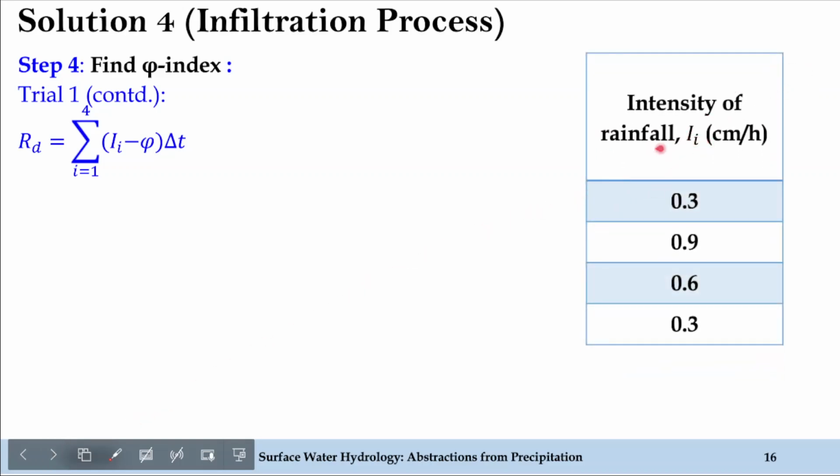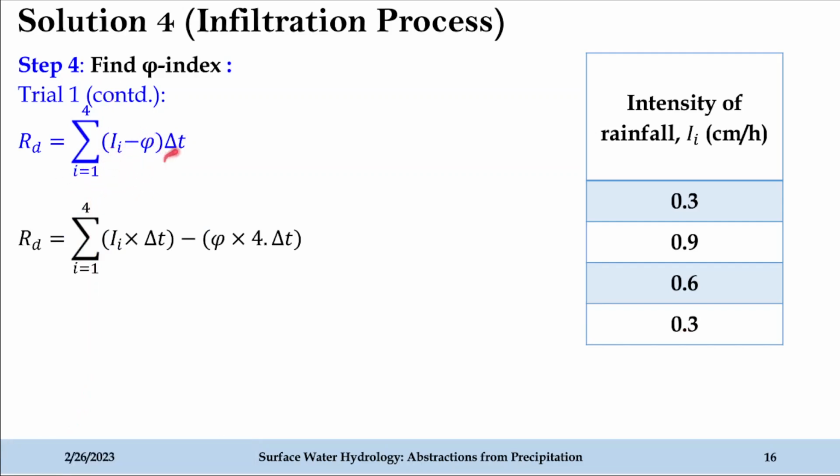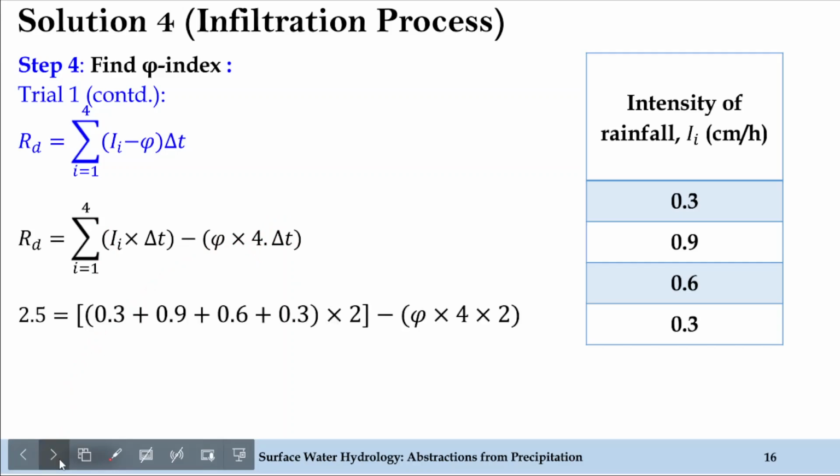And this was the intensity of the rainfall I, which we obtained in the table in the previous slides. These are the final rainfall intensity values that we have obtained for each of the pulses. Let me rearrange this equation. Here I is multiplied with delta t, minus phi index multiplied with delta t. Since we are considering i from 1 to 4, we have 4 into delta t as the effective time. I hope you were able to follow this step also. We multiply by 4 because m is equal to 4, so all 4 pulses are taken into account in trial number 1.